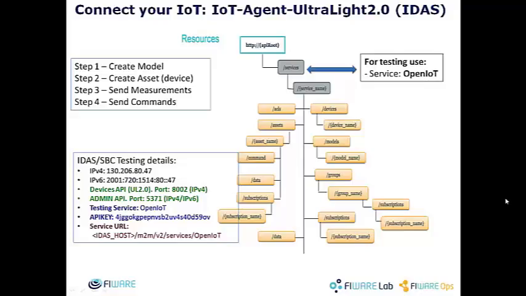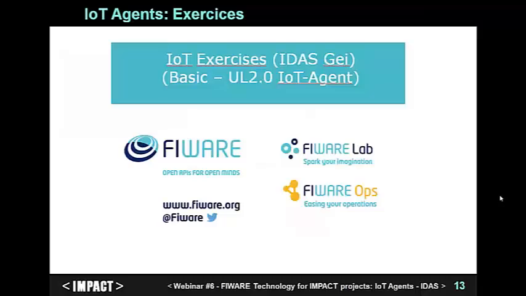So basically, that's a summary of what you would do using the IoT-Agent Ultralight 2.0. First you create your model, then you create your asset, you send measurements, you send commands, and you're ready to go. Any IoT consumer can connect and get the information from your sensors. As easy as that.